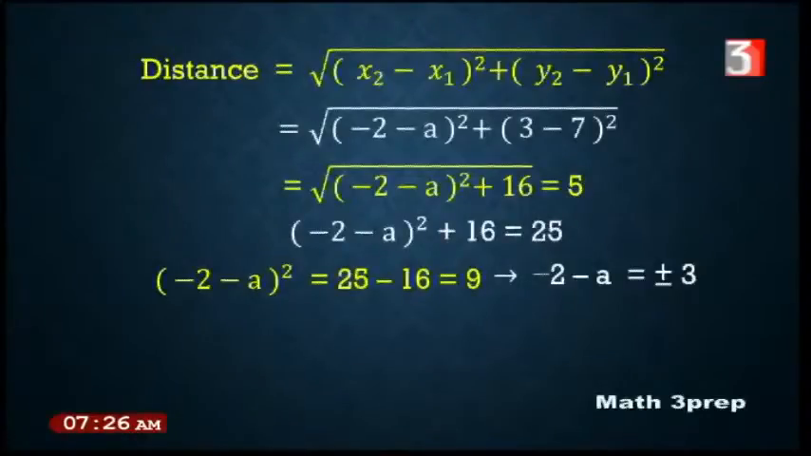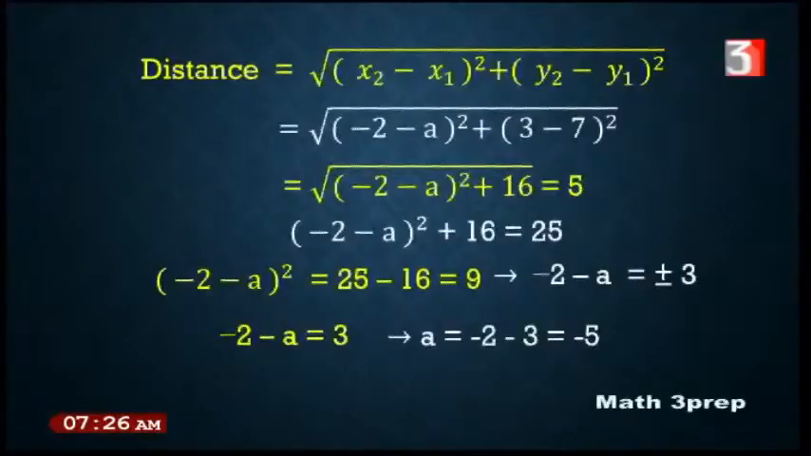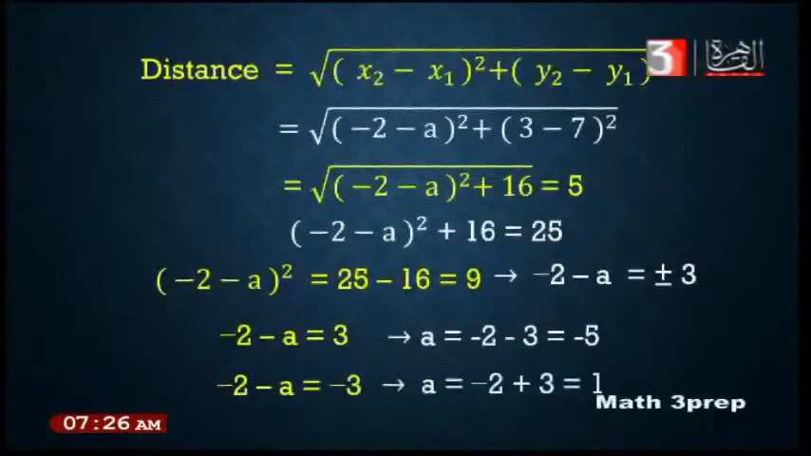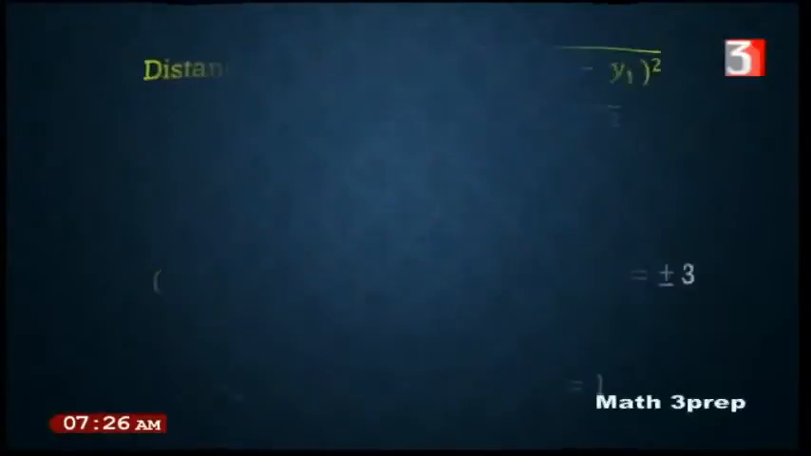Then here you have two equations. The first is -2 minus a equals 3, so a will be -2 minus 3, which gives -5. The other equation is -2 minus a equals -3, so a will be -2 plus 3, which gives a result of 1. So the values of a will be -5 and 1. Let us have another example.